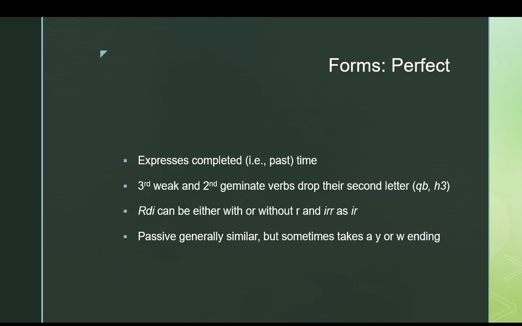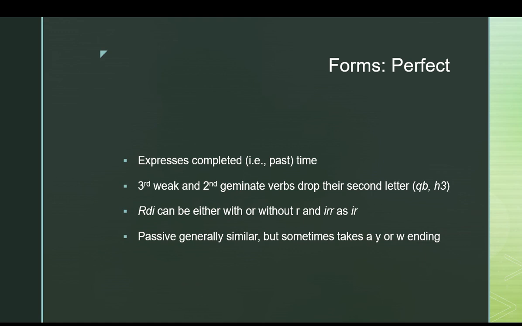Radi can be radi or d. Irer can be irer or ir. Those just do weird stuff in participles, unfortunately. The passive is basically the same. Sometimes it will take on a y ending, interestingly. Although, to be fair, that also will occasionally happen in the imperfect.